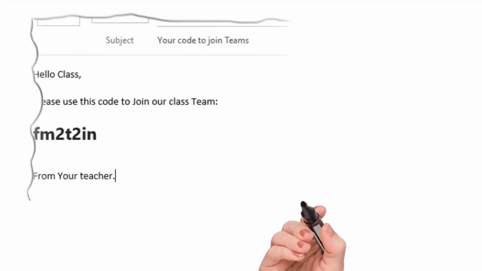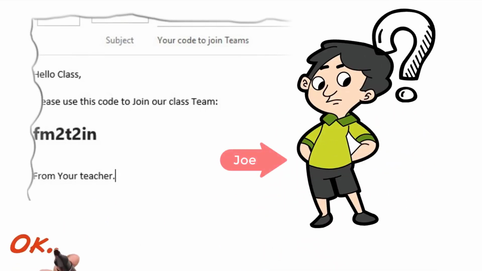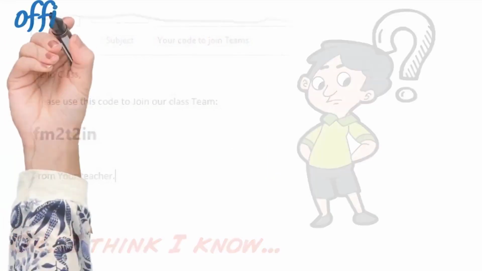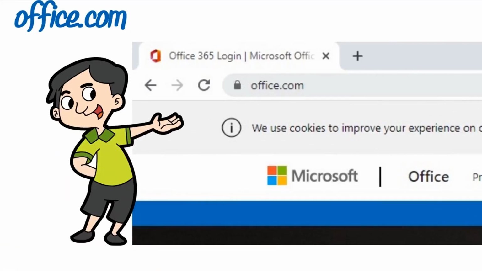My teacher, Mr. Hamilton, sent me this code. Now what do I do with it? So in your internet browser write, office.com.